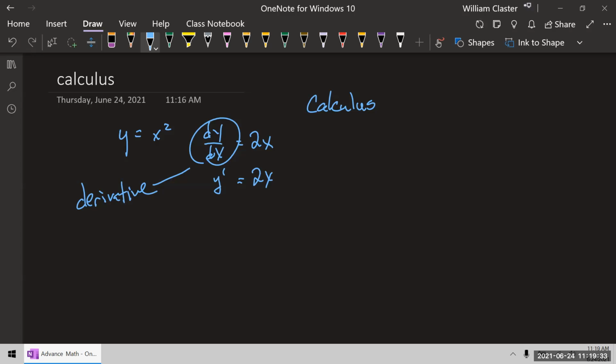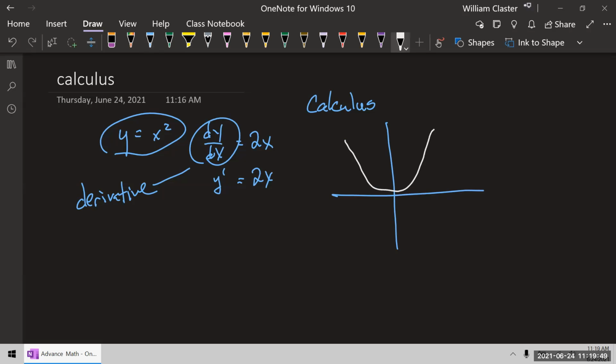Okay, so anyway, if we take this and we graph it, I think everybody can do that part. Y equals x squared looks like, well, excuse my graph, but it looks like that, right? So that's y equals x squared.